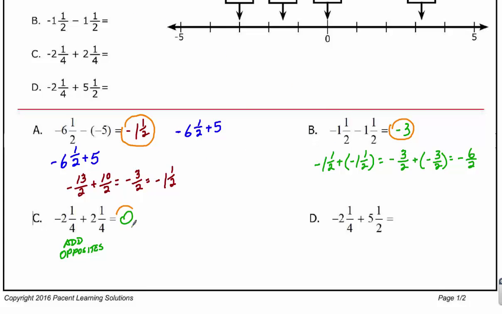So there's the answer to that one. 0 was the answer to that. Or you might just look at this and say, well, if I have 1 and 1 half and I add another 1 and 1 half, I have 3. And since everything's negative here, I'm going to have more negatives.